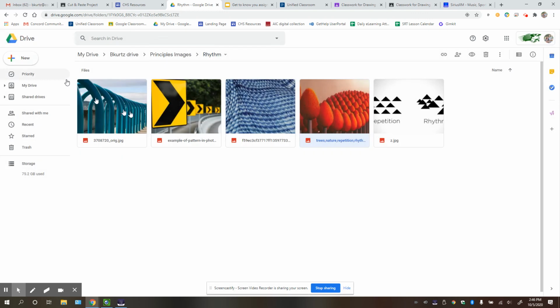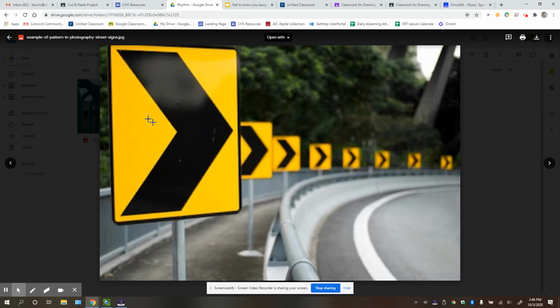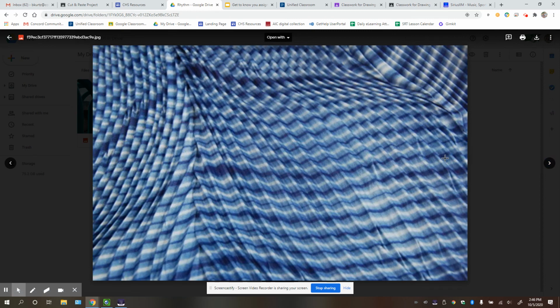That brings me to the last thing. Which type of rhythm is this? Just like pattern, we have regular and irregular. So is this a regular rhythm or irregular? I would say regular because all the signs are the same and they repeat in a similar manner. We can predict that there might be another sign that repeats over here. This, for example, is irregular because all these folds in the fabric, we don't know for sure what's going to happen when it goes off the edge from one side to the other. So this would be an irregular rhythm.